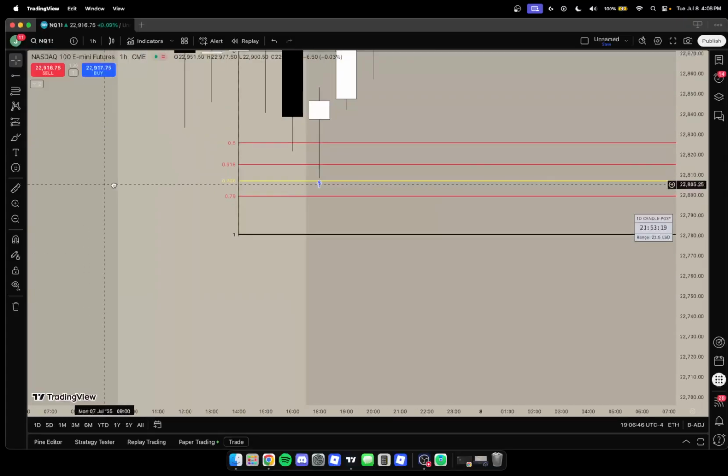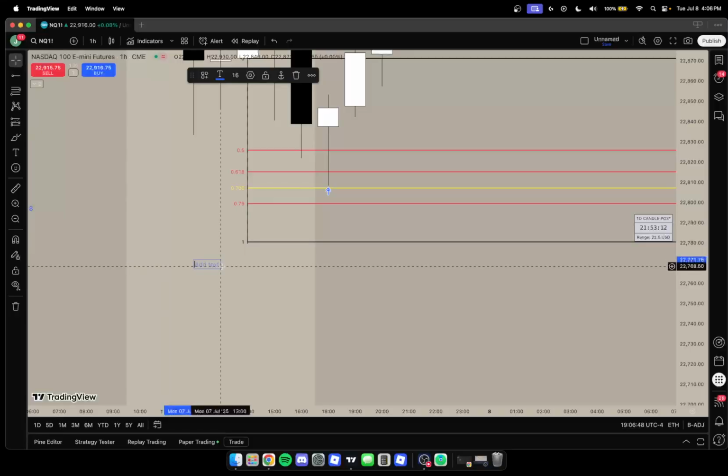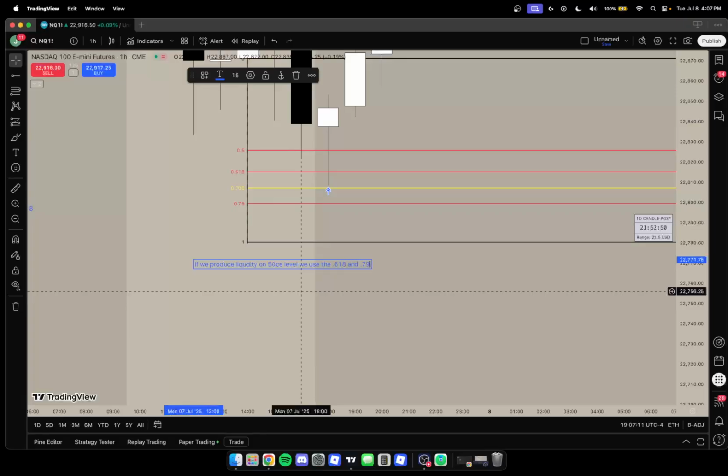Alright, so let me try to write this down so that you guys can get a visual. If we produce liquidity on the 50 CE level, like here, we use the 0.618 and 0.79 as our key interest levels. Okay.